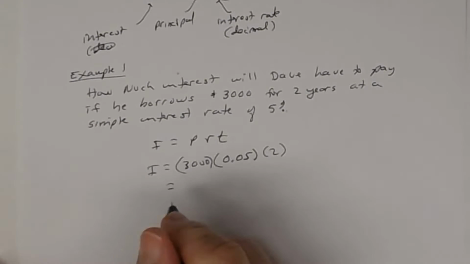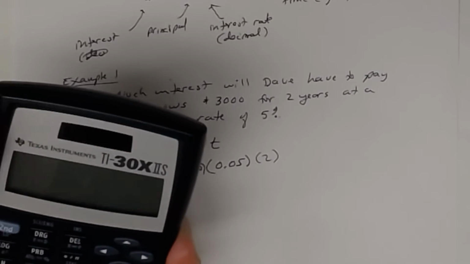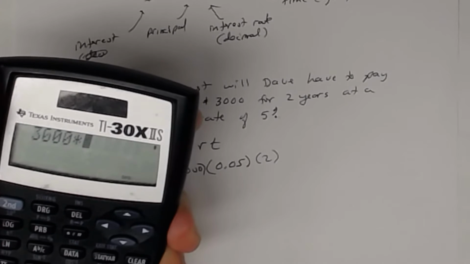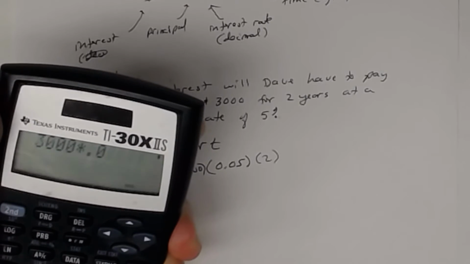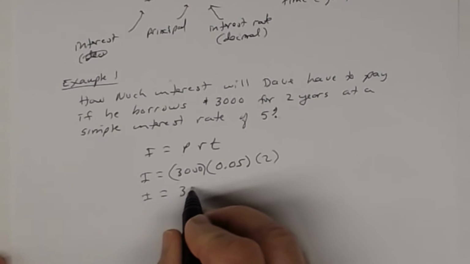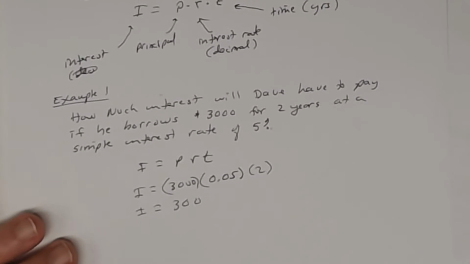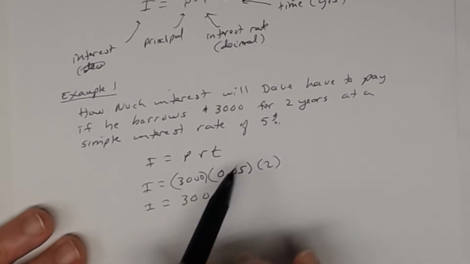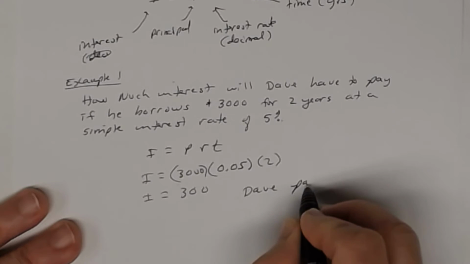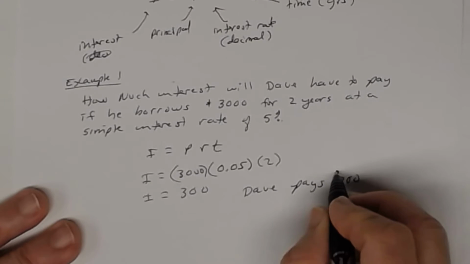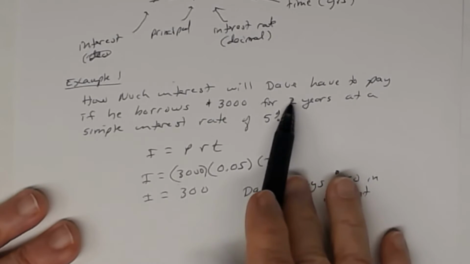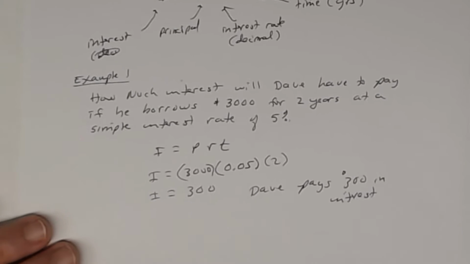Then all you do is use your calculator to multiply these three numbers together. So 3,000 times 0.05 times 2 equals 300. So I equals 300. What that represents is that Dave will have to pay $300 in interest, and that's over 2 years. All right, so that's example 1.